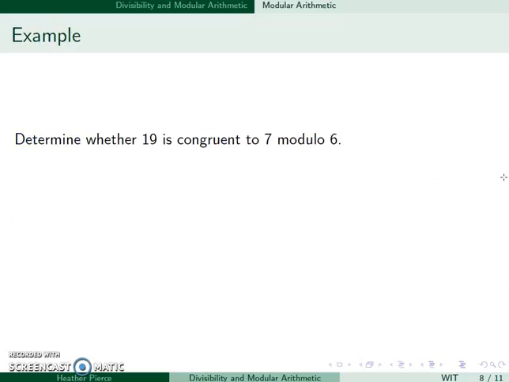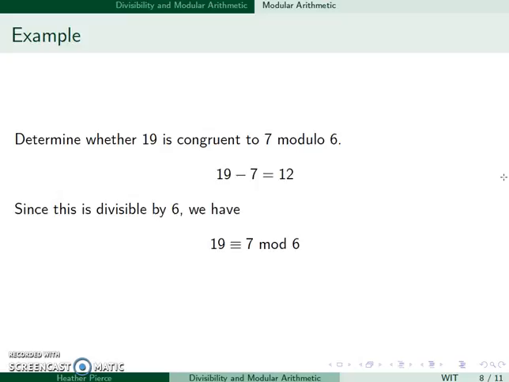For example, is 19 congruent to 7 modulo 6? Using the first method, 19 minus 7 is 12, which is divisible by 6. Using the other method, 19 mod 6, well, 6 goes into 19 3 times, with 1 left over. In addition, 6 goes into 7 once, with 1 left over. So these are congruent.